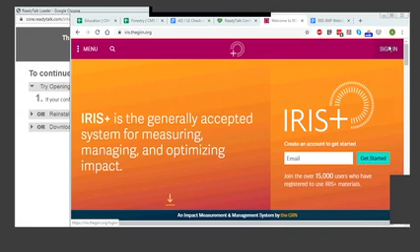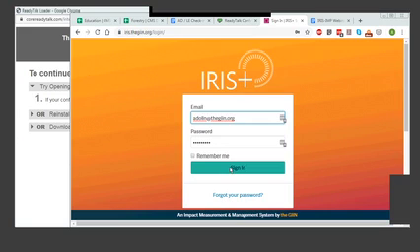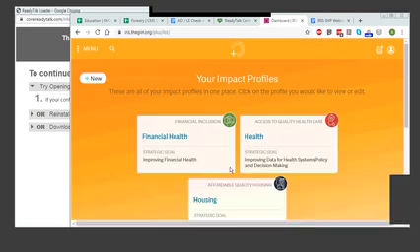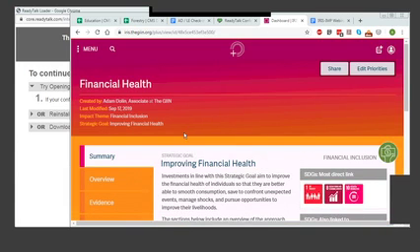So just to start, let's imagine that you go to the homepage of Iris Plus and you sign in to access the profiles that you have created. So you click on sign in, and if you already created an account and you have any profiles created, the system remembers you, so it's very easy to go back and find what you created. We were talking before about an example in financial health, so I'm going to go here just to see where you can find all the different pieces that we have been talking about.